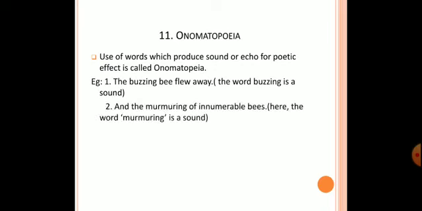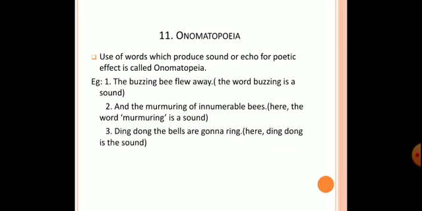Second one is, and the murmuring of innumerable bees. Now murmuring means a person or a thing which is speaking very minutely or slowly. And over here that sound is being produced. The third one is, ding dong, the bells are gonna ring. Now over here, ding dong, it means sound. So this is onomatopoeia.